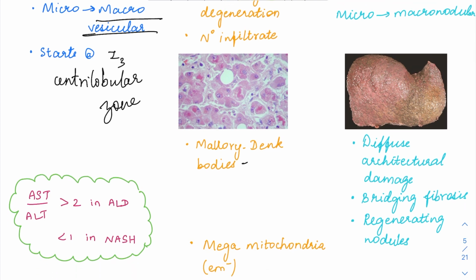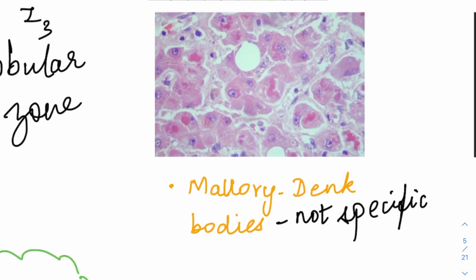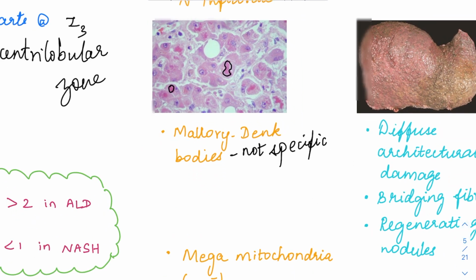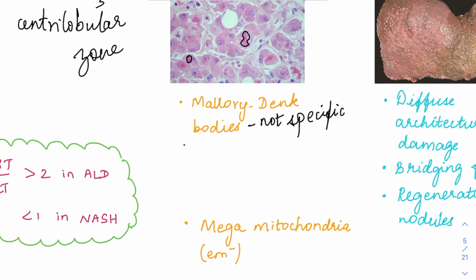Even though it is a non-specific feature that can be seen in many other liver conditions as well, the maximum number of Mallory-Denk bodies are seen in alcoholic liver disease. So what are these Mallory-Denk bodies? These are eosinophilic amorphous inclusion-like substances inside the hepatocytes, composed of intermediate filaments like cytokeratin, especially cytokeratin 8 and 18. This is a very important question. Mallory-Denk bodies are seen in alcoholic liver disease, and they are composed of intermediate filaments, cytokeratin 8 and 18.